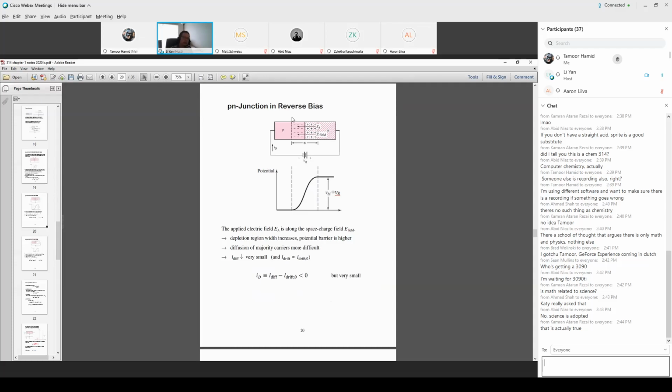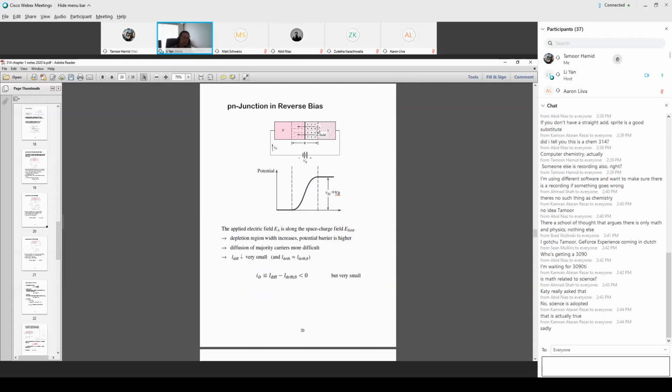It will exert an electric field associated with this battery. And that electric field, we call that the applied electric field. Applied electric field is E_A. So this internal field is created due to diffusion, and this E_A is the electric field created by the external bias voltage.